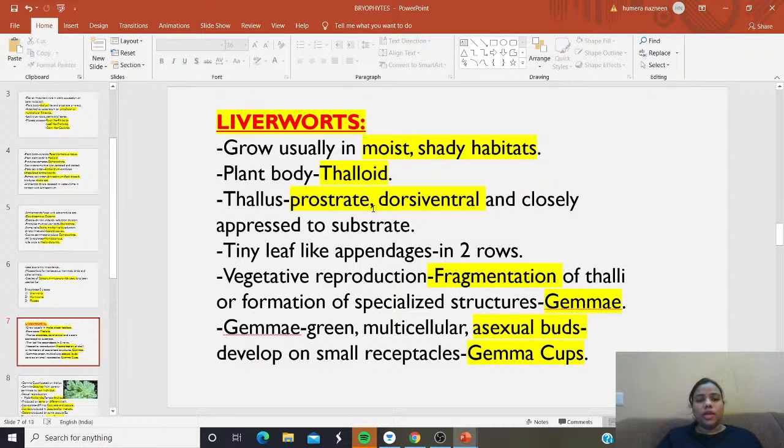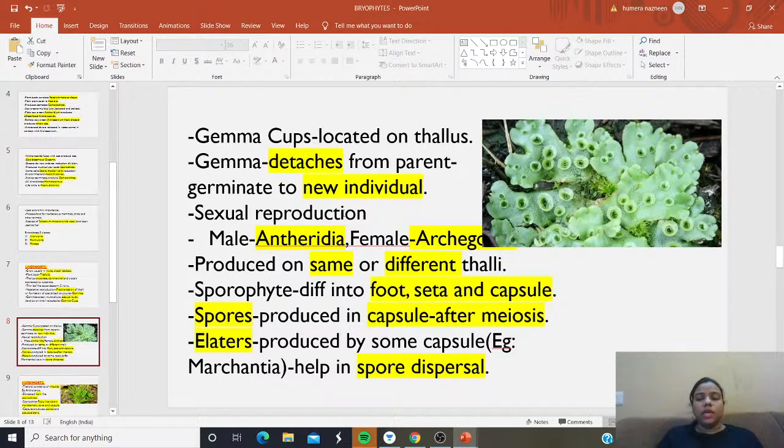Liverworts have a thalloid plant body and the thallus may be prostrate, dorsiventral. Vegetative reproduction is by fragmentation or the formation of specialized structures called gemmae. What are these gemmae? They are green multicellular asexual buds, and these gemmae develop on small receptacles called gemma cups. The gemma cups are located on the thallus. Finally, the gemma detaches from the parent and germinates to become a new individual.